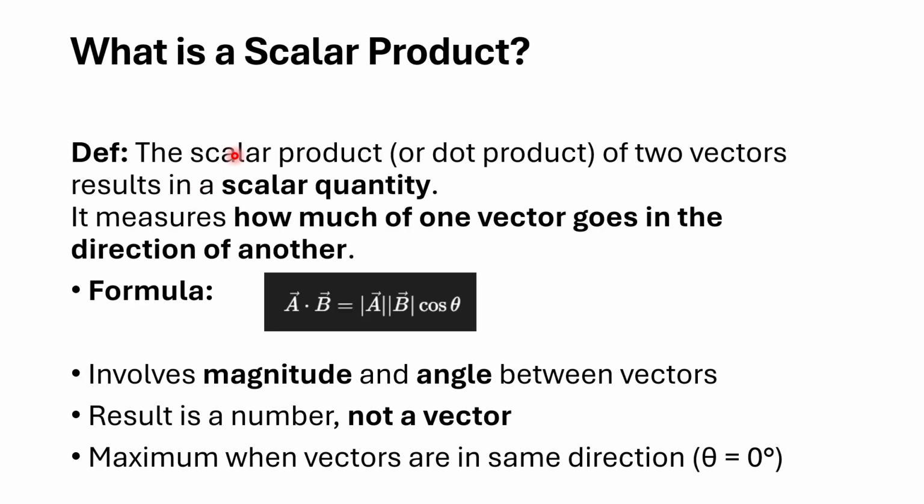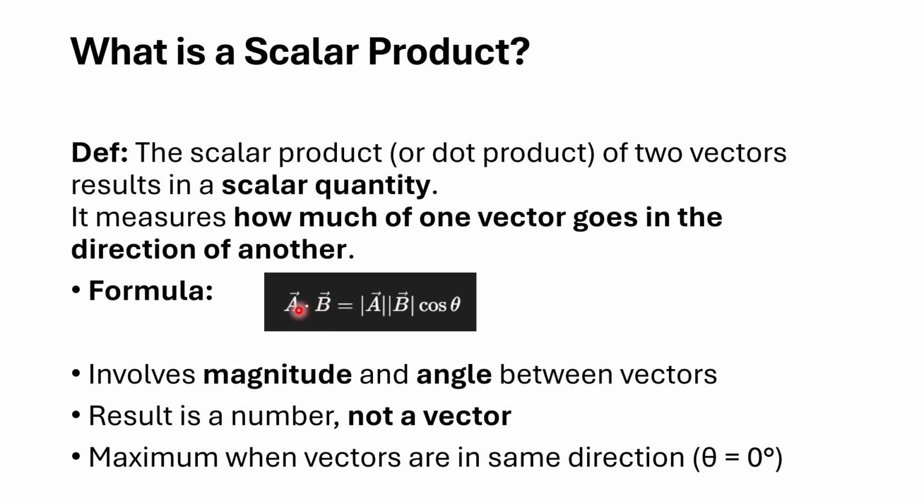First of all, we have the scalar product. What is the scalar product actually? The scalar product is also called the dot product of two vectors, and it results in a scalar quantity. In simple words, when we multiply two vectors and the answer is only a number, not having any direction, then it is a scalar product, and it is represented with a dot between the vectors.